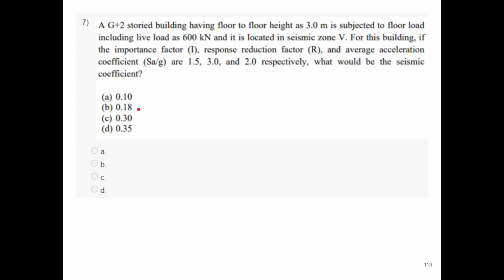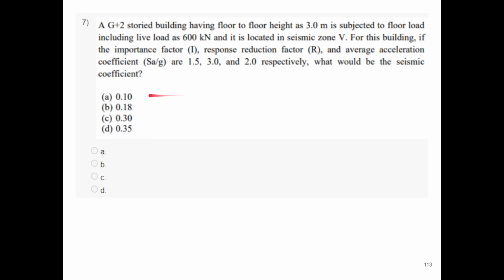Seventh question. A G plus 2 storied building having floor to floor height as 3 meter is subjected to floor load, including live load, as 600 kilonewton, and it is located in seismic zone 5. For this building, if the importance factor I, response reduction factor R, and average acceleration coefficient SA by G are 1.5, 3, and 2 respectively, what would be the seismic coefficient? A 0.1, B 0.18, C 0.30, or D 0.35?